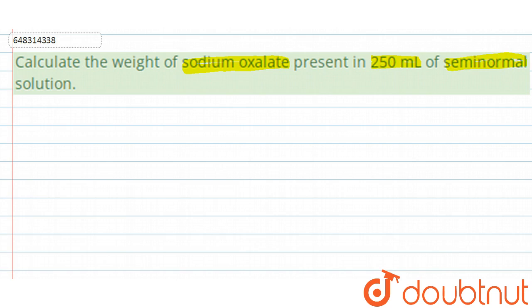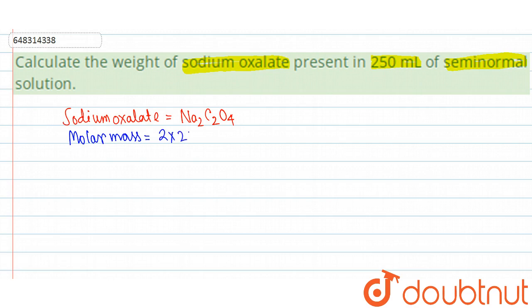Okay, so first we have to know the formula of sodium oxalate. Sodium oxalate has the formula Na2C2O4. So first we have to calculate the molar mass. So what will be the molar mass? So 2 into 23 for sodium plus 2 into 12 for carbon and 4 into 16 for oxygen. That comes to 134.